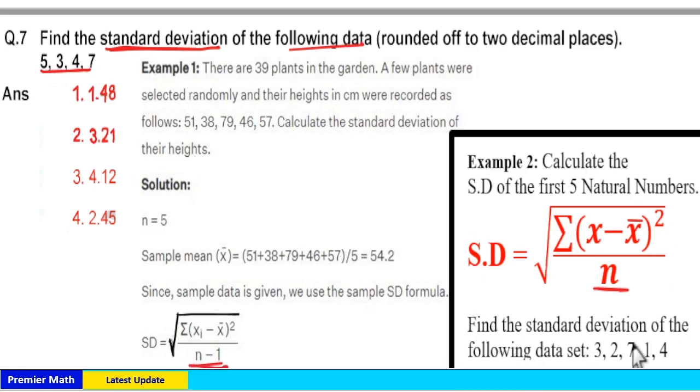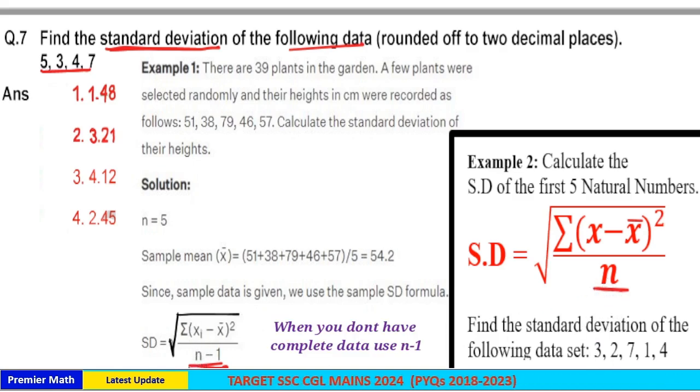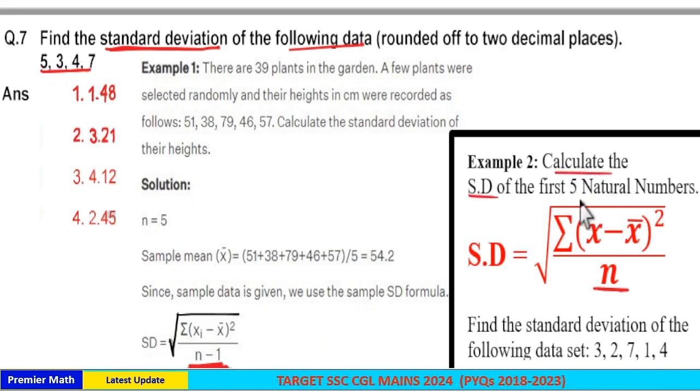If you have data of the whole population, you should use n in the denominator. If you don't have data of the whole population, then you should use n minus 1 in the denominator. That is, if you only have sample data out of the total population, you should use n minus 1 in the denominator. Now, an example for the first is, calculate the standard deviation of the first 5 natural numbers.